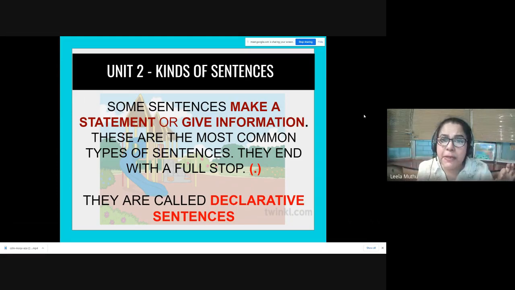These sentences start with a capital letter, but they end with a full stop. You've heard that sentences end with a full stop, but different kinds of sentences have different endings, depending on the kind of sentence it is. In the case of a declarative sentence, the sentence will always end with a full stop. So let's see examples.